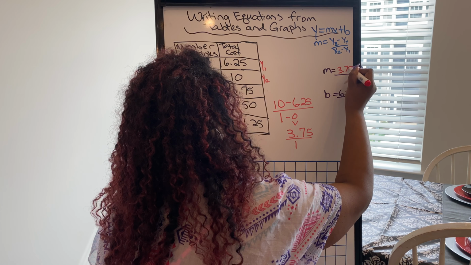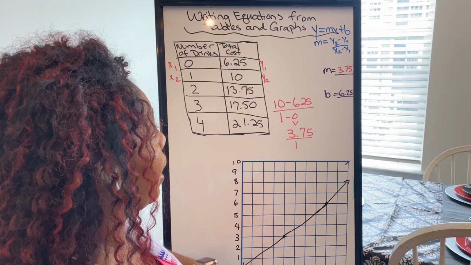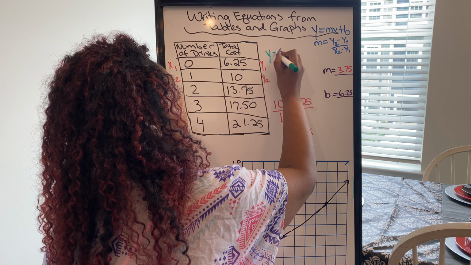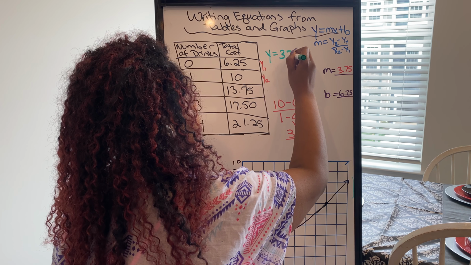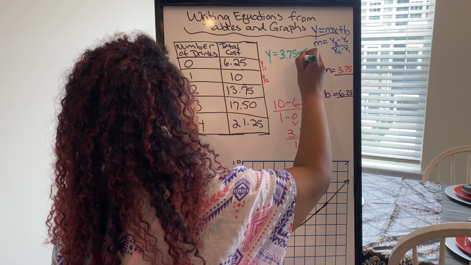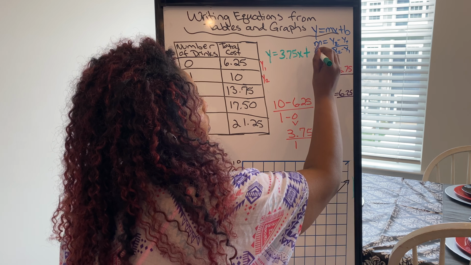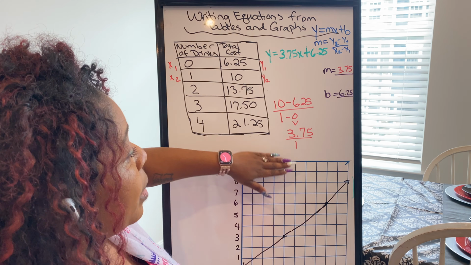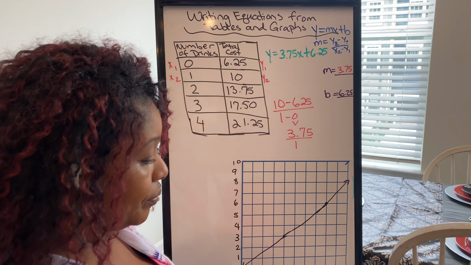3.75. Now I am ready to show my equation, the same thing we did in the other videos. I'm going to do y equals my slope, which is $3.75, times whatever the x value is, the number of drinks, plus $6.25. I'm going to rewrite that down here. I just want to make sure that I left this up here so you can see it.